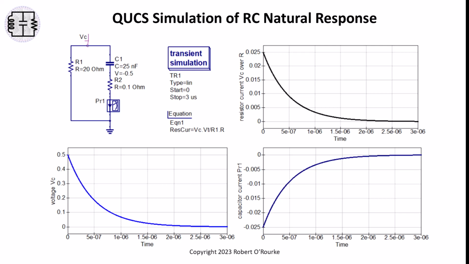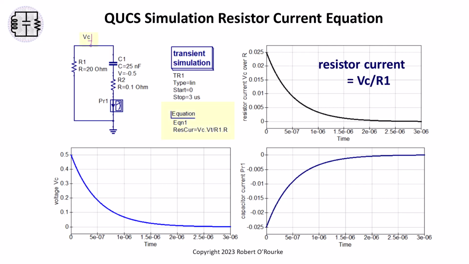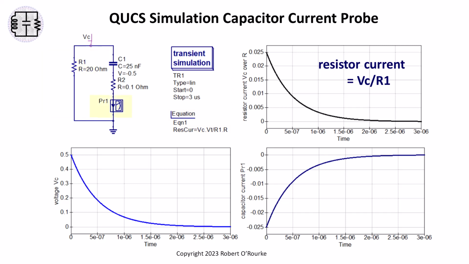Here is a quick circuit simulation of the RC natural response. The resistor current is a positive decaying exponential. The resistor current is defined by an equation to be the voltage V sub C divided by the 20 ohm resistance R1. Current flowing downward through the resistor is positively valued.